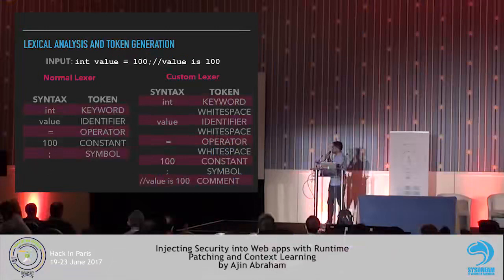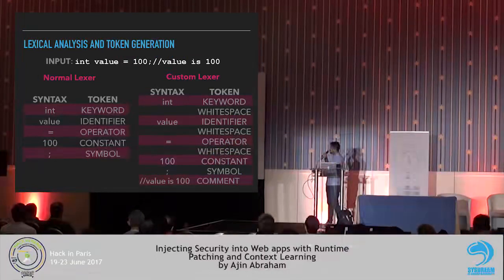So this is a simple statement, int value equal to 100, with a comment. If you give it to a typical lexer, it will output this: int is a keyword, value is an identifier, equal to is an operator, 100 is a constant, and semicolon is a symbol. The same thing, if you give it to the custom lexer that we'll be using, also considers white spaces as well as comments. That's the only difference.